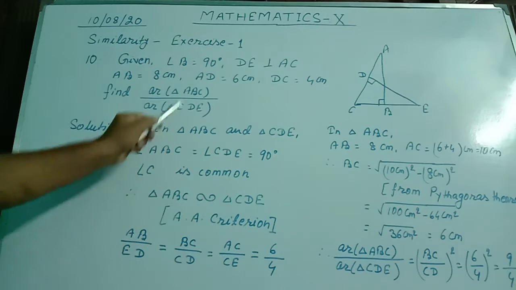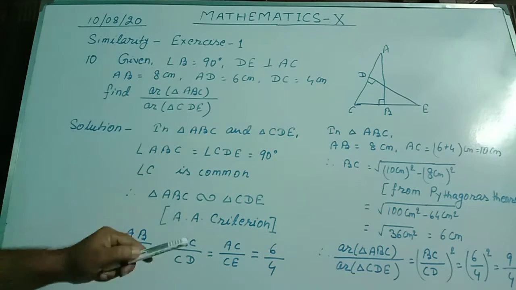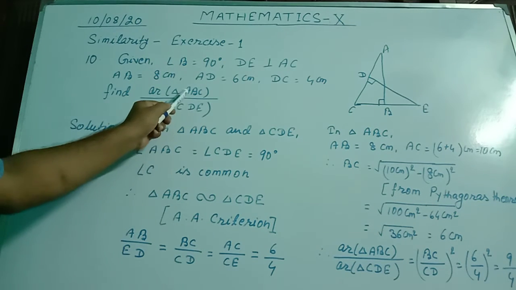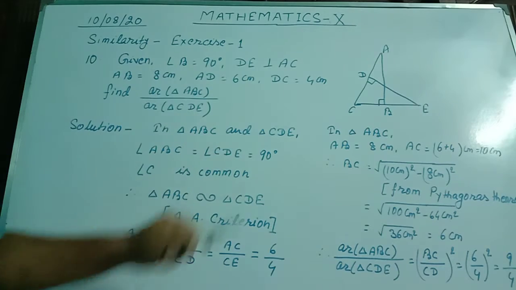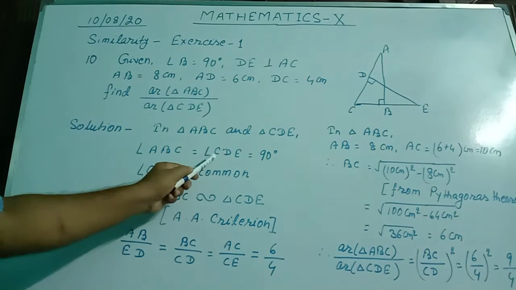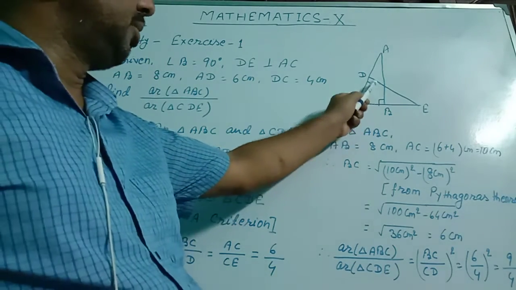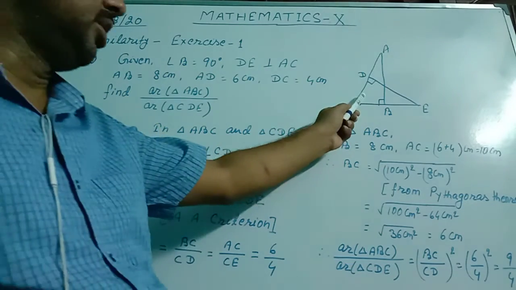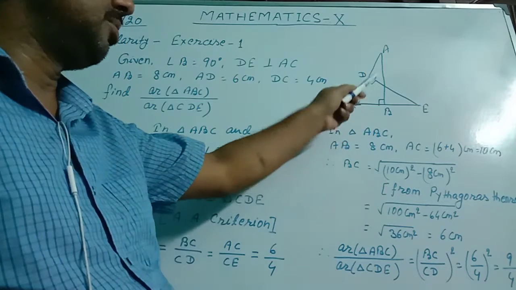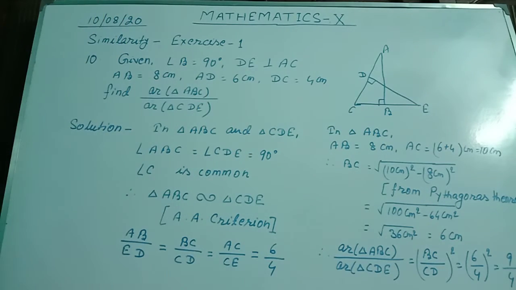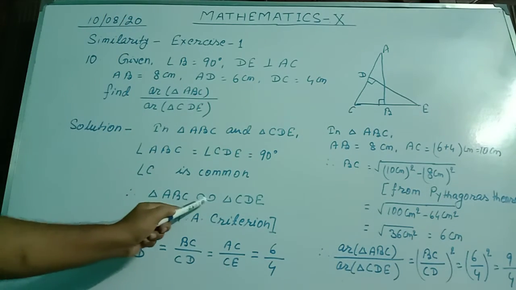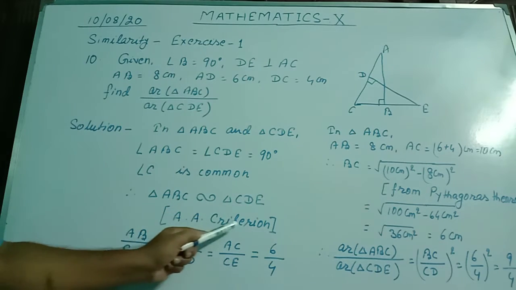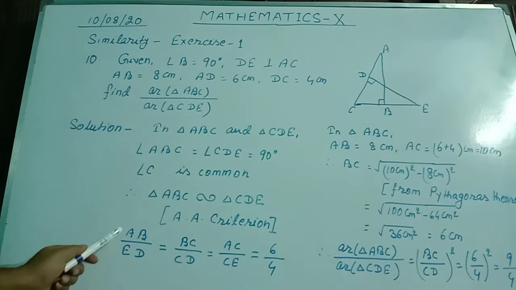So first of all, we prove these two triangles are similar. For that I have written here, in triangle ABC and triangle CDE, angle ABC equal to angle CDE, this angle equal to this angle, that is equal to 90 degrees, and angle C is common because it lies in both the triangles. Therefore, triangle ABC is similar to triangle CDE by AA criterion. Then I wrote the ratio of the corresponding sides.